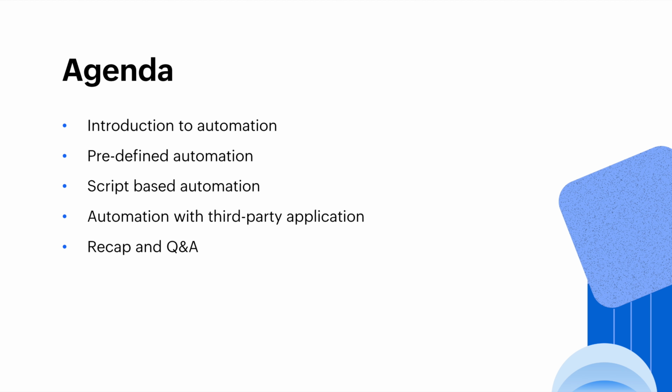So let me quickly run through the agenda of today. We'll be focusing on a brief introduction about automation. And in Zoho Books, we have the predefined automation, the script-based automation, and the automation with third-party applications. So we'll be looking into how to configure these types of automation and the capabilities that you can use for various scenarios in your business needs. And then we'll wind up this webinar by looking into a quick recap and question and answers.